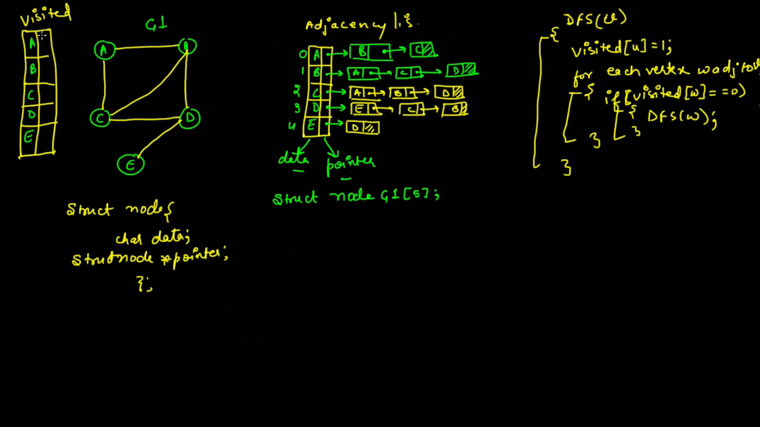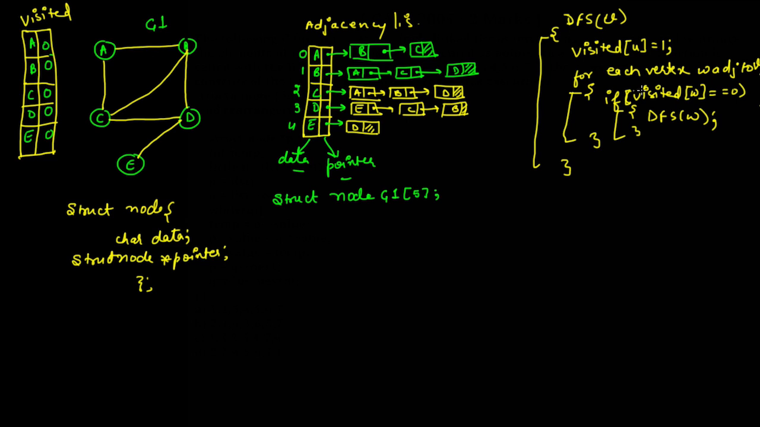So initially for all these index locations, the visited value is 0. Whenever a node is not visited, it will be denoted by 0. And whenever a node is visited, we are going to make the visited value 1. So if the visited value is 1, we are going to say that this node is visited now, and we are not going to visit this node again.